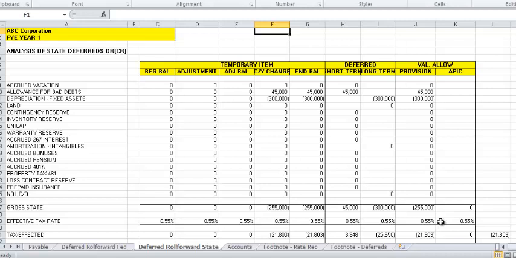Okay, so if we have a DTL for state, so this state tab we're looking at right now, it tells me in the future when this thing all kind of comes to an end, I'm going to have to pay $21,000 of state tax, right? So when I pay $21,000 of state tax, what do I do for federal?